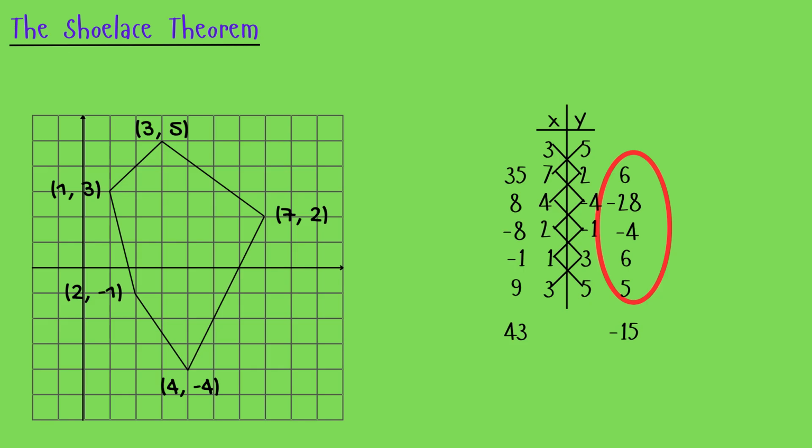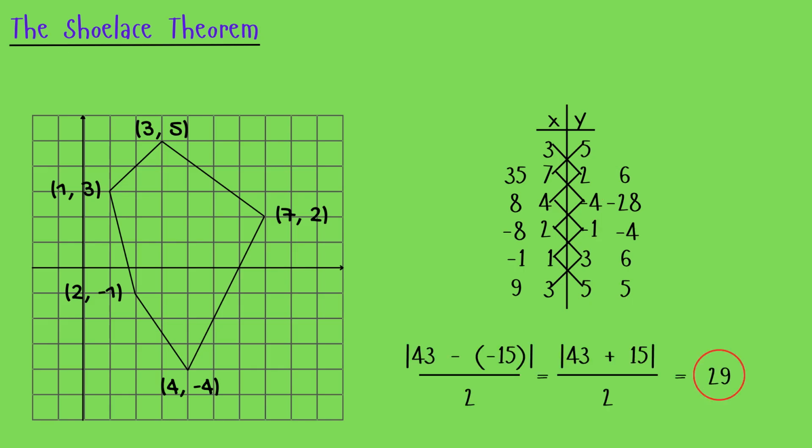Now for the final step, find the difference of these two sums and then take the absolute value of that difference and divide it by 2. That will be your final answer, which is the area of this polygon.